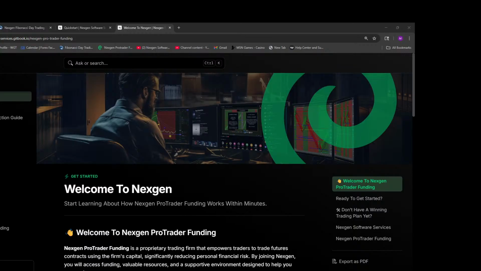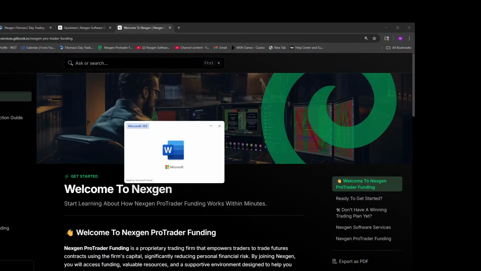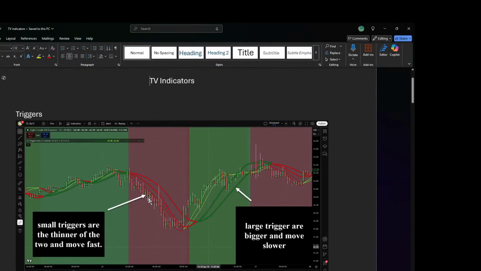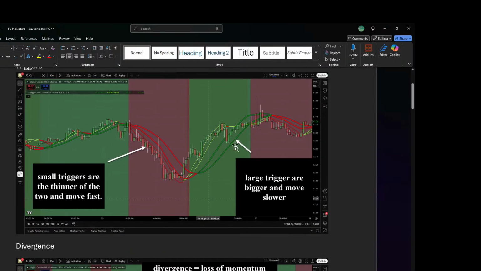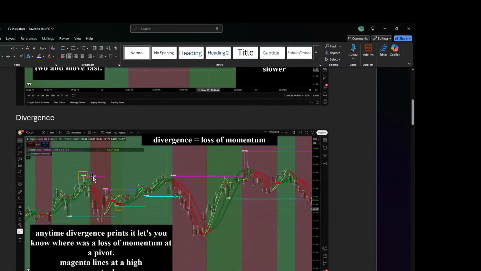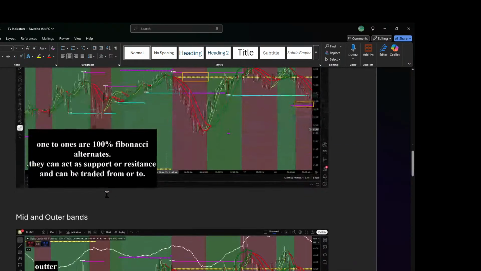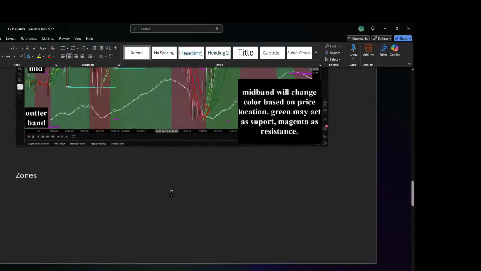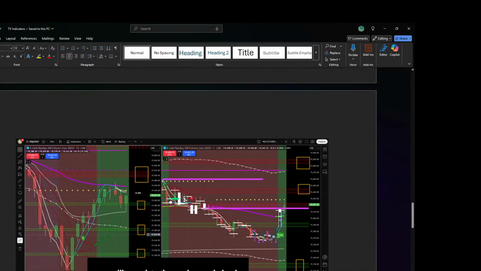So he went through and he said, all right, programmers, this is what I have on NinjaTrader. I have trigger lines, small, large. We can use them to define the trend. Program me the same thing in TradingView. And they said, got you. And that's where these came in. And he said, okay, divergence is important to the plans that we teach. And same with one-to-ones, and same with the mid bands, outer bands. And he said, all right, program me some Fibonacci levels.